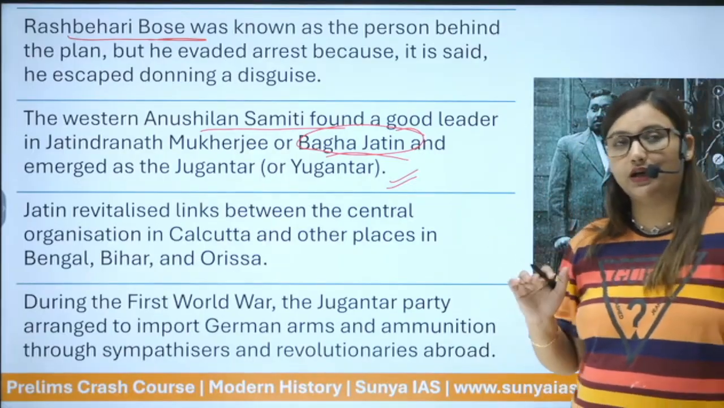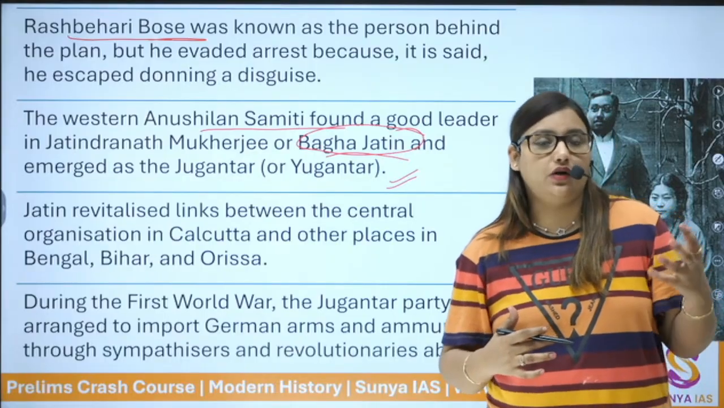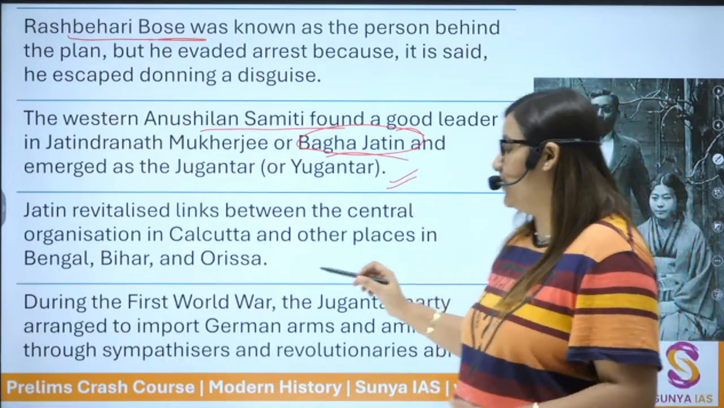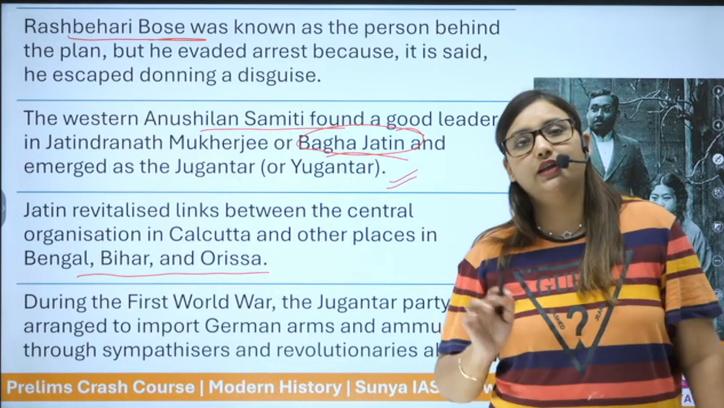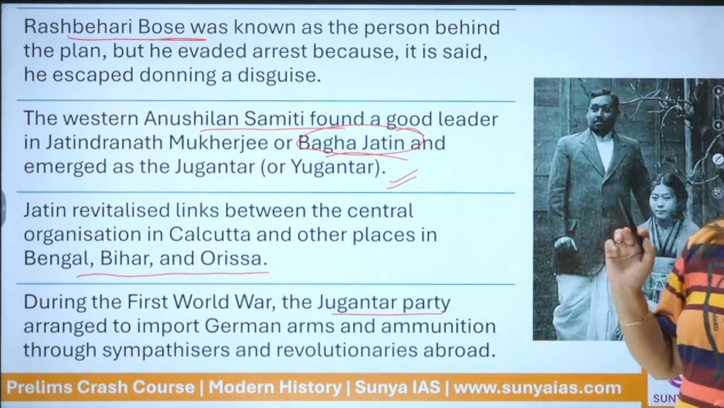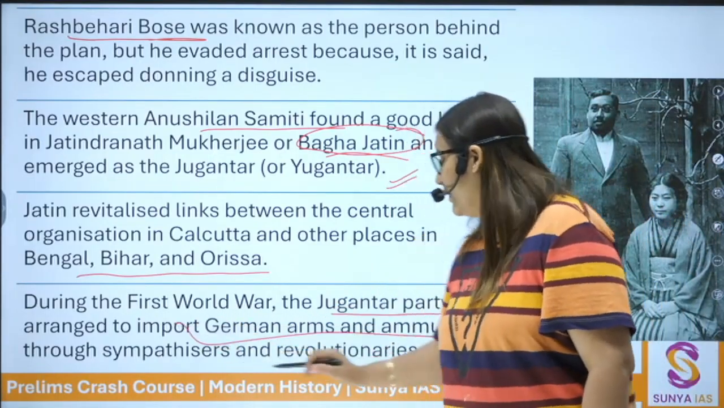Jatin, you know what he did? He revitalized the links between the central organization in Calcutta and other places in Bengal, Bihar, and Odisha. He wanted all leaders to come together. And during the First World War, the Jugantar Party arranged to import German arms and ammunitions.